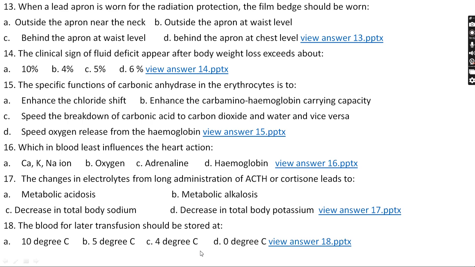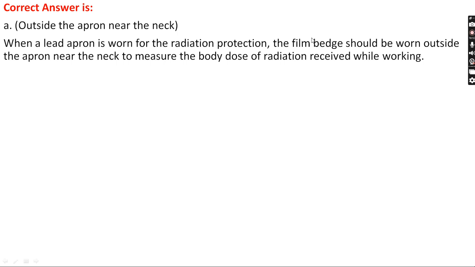Question number 13. When a lead apron is worn for radiation protection, the film badge should be worn. Option A, outside the apron near the neck. Option B, outside the apron at waist level. Option C, behind the apron at waist level. Option D, behind the apron at chest level. The right answer is option A, that is, outside the apron near the neck.